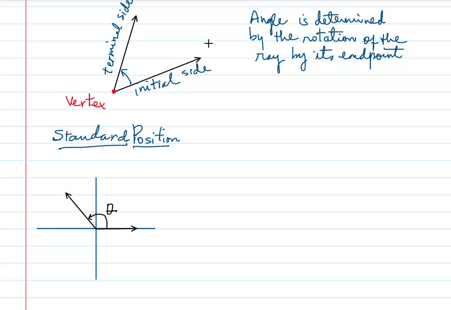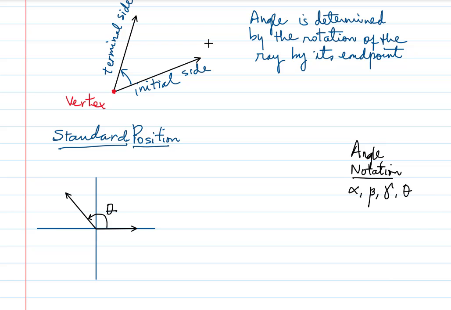Standard position means all angles are going to start on the positive x-axis, and then they're going to go around either clockwise or counterclockwise to their terminal side, right? And so that opening forms the angle of interest here. Now, some notation for angles: typically the symbols we use for angles are letters. So we're going to use alpha, beta, gamma, theta, and so forth.